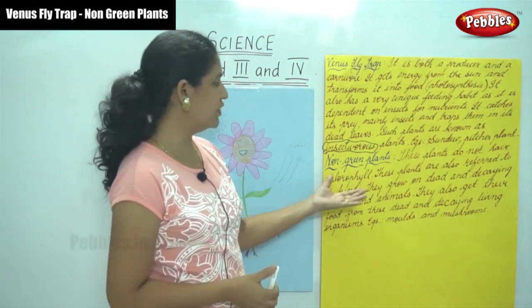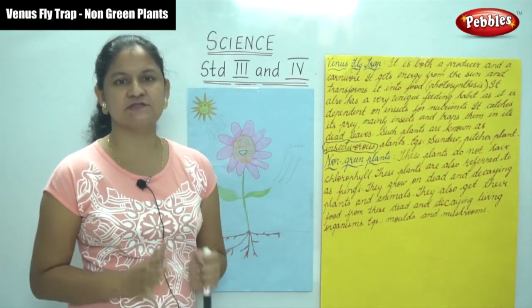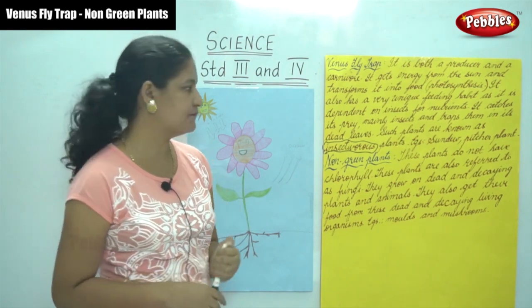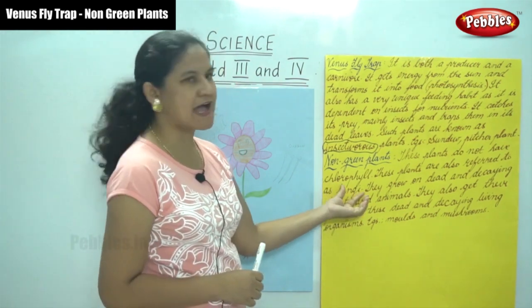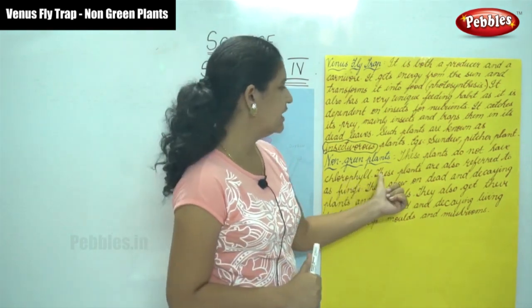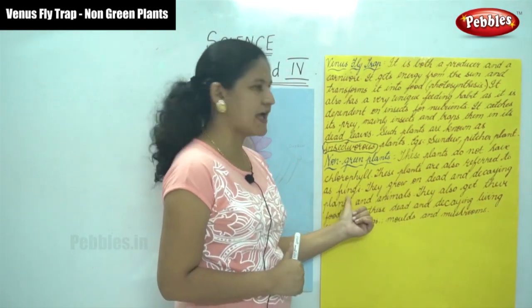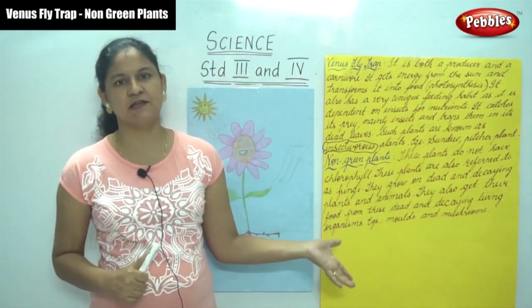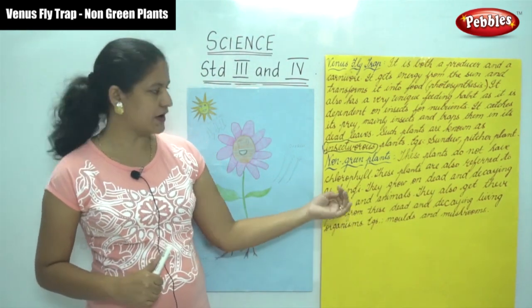Next is a non-green plant. So these plants are not green in color. These plants do not have chlorophyll. That's why they are known as non-green plants. These plants are also referred to as fungi. So the other name for non-green plants is fungi.